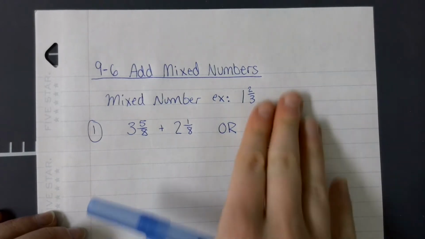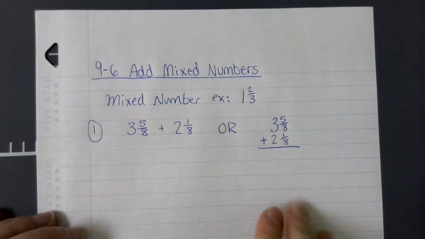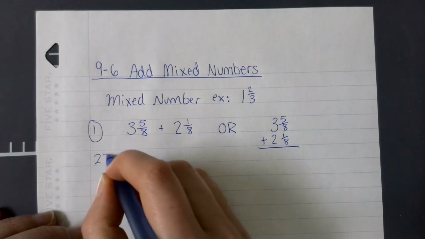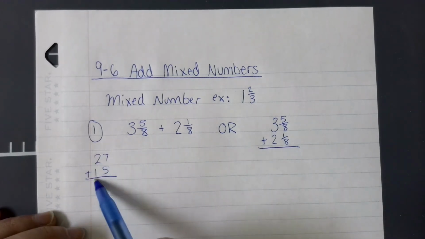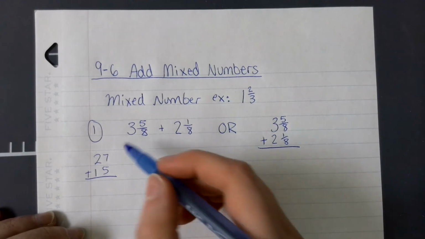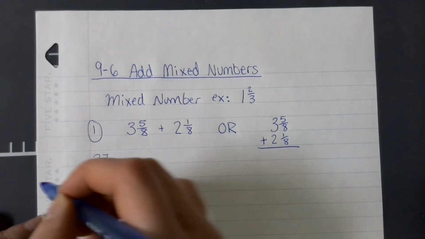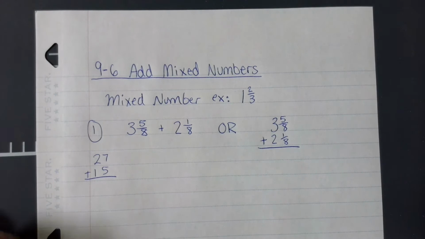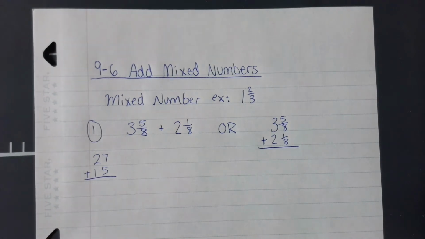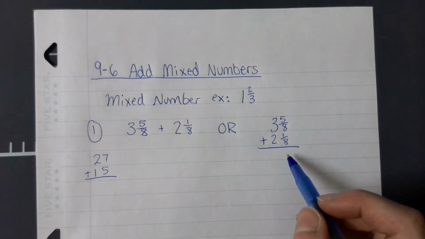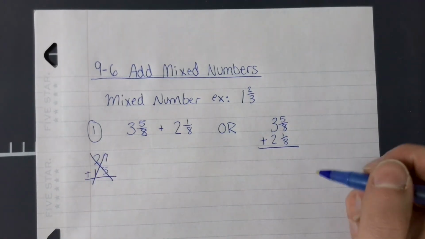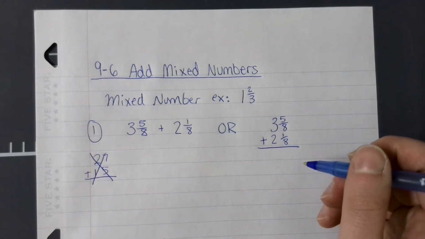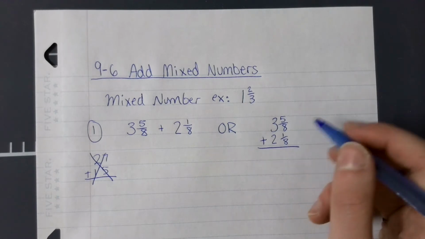Now, when we stack it this way, whenever we add, let's say we're adding 27 plus 15, we don't add 2 plus 1 first, right? We always start over here in case there's something that needs to be regrouped up to the next place value. The same goes for mixed numbers, okay? So we have our fractions here. We need to add them first just in case there's some overlap and we need to regroup.